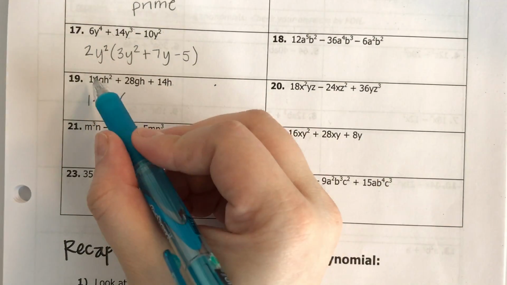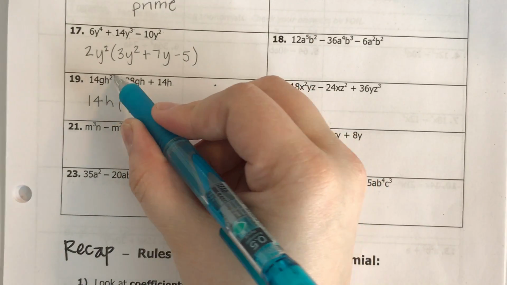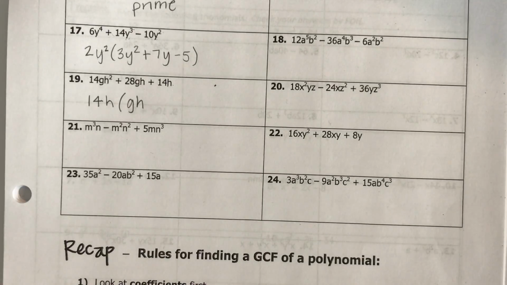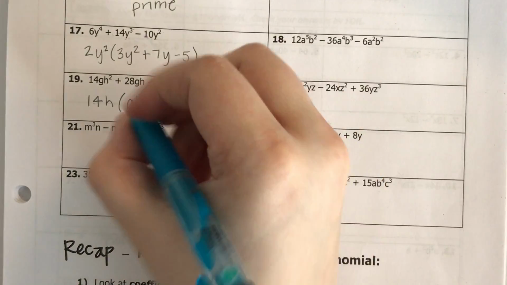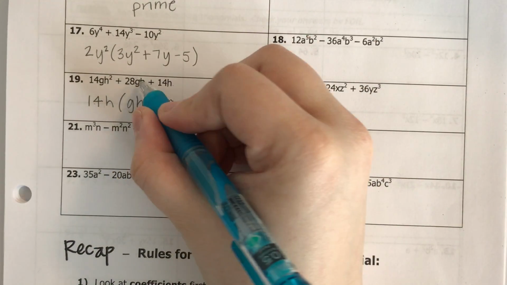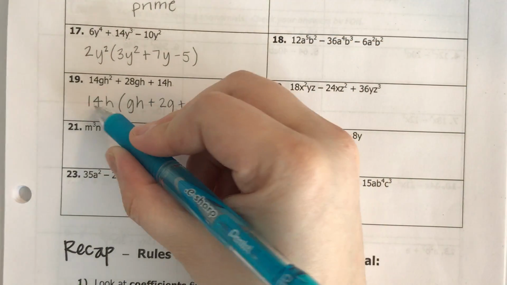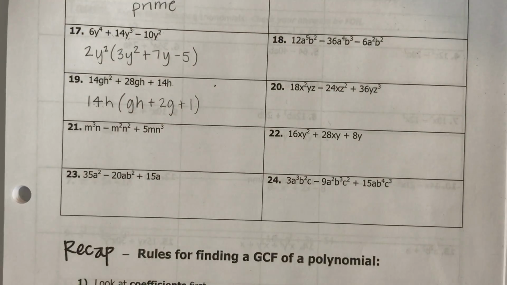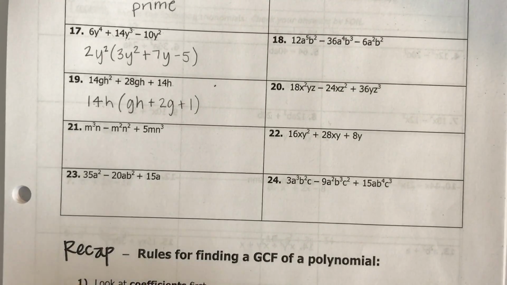Okay? Well, 14 divided by 14 is 1. I have 1G still. H squared divided by H, well, 2 minus 1 is 1. Remember, you subtract exponents. Plus 28 divided by 14 is 2. I still have a g, but the h's are gone. H divided by h is 1, plus 14 divided by 14 is 1. H divided by h is 1, so this is 1. Okay, so that's what's left there. We only have 2 more, okay?